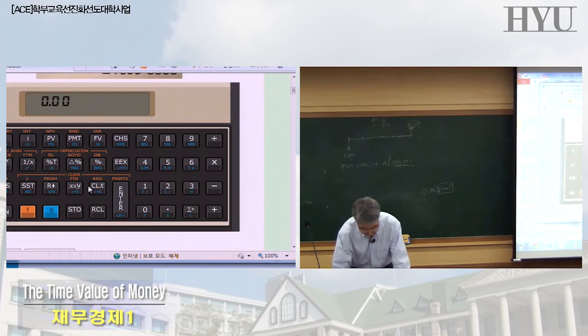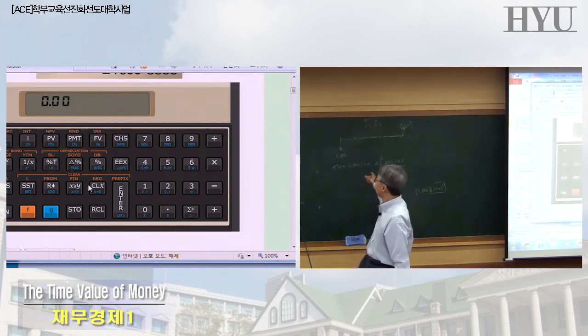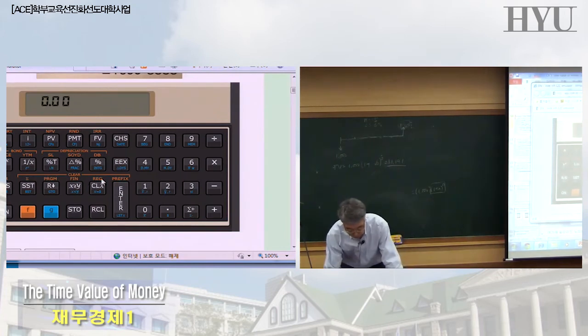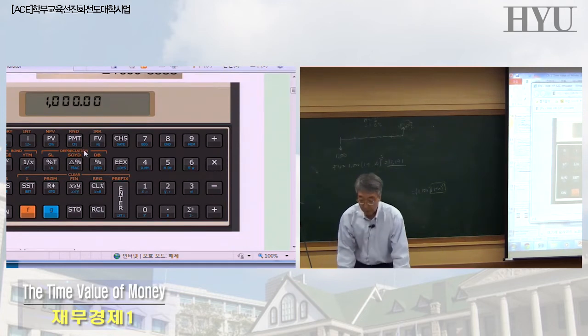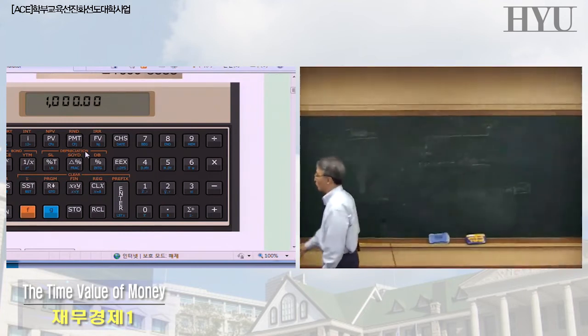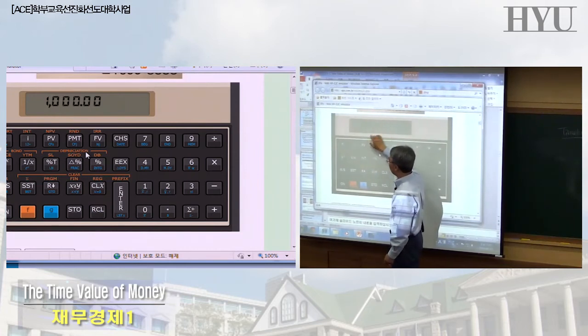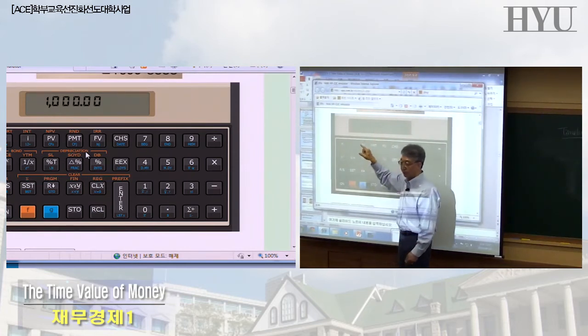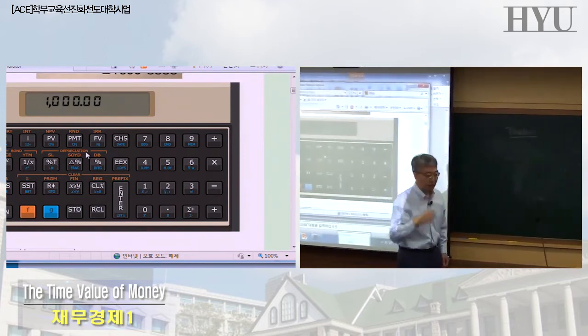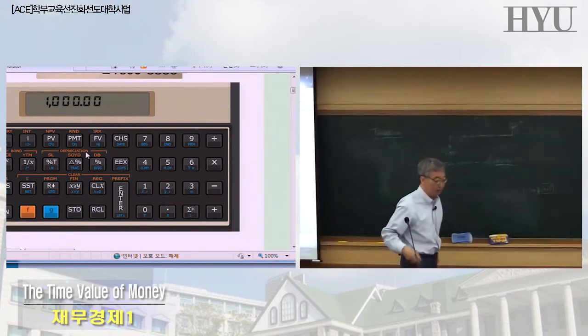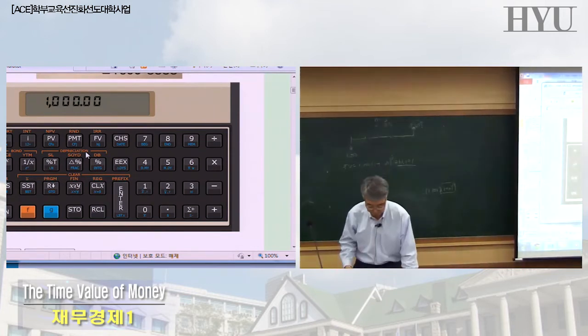Okay. So, a problem like this. What you need to do is 1,000. And that's the present value, right? So click on PV. And if you noticed, when I typed 1,000, there was no 00 here, right? But when I pressed PV, it adds 2 zeros. That means the calculator is letting you know that I got it memorized as a present value, okay?